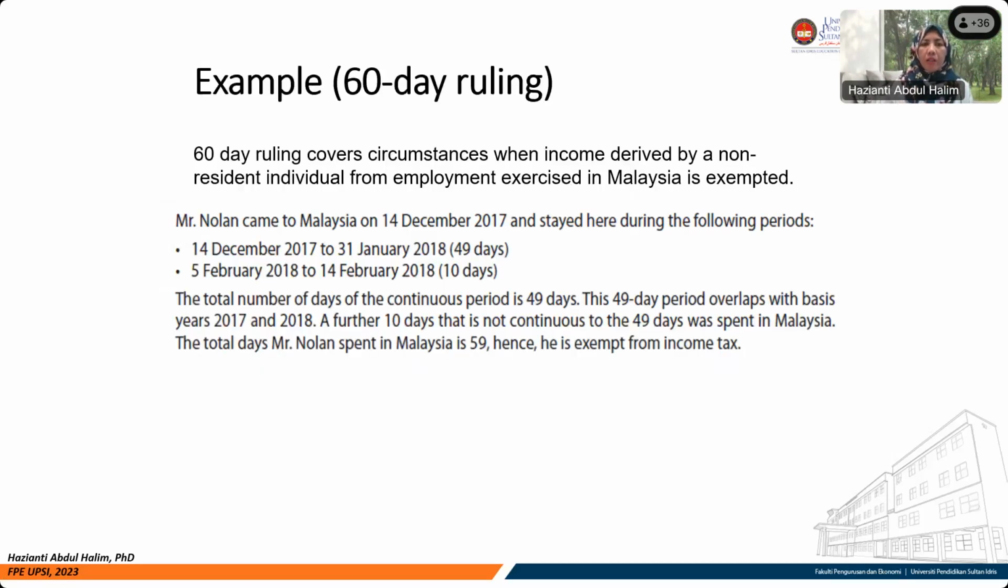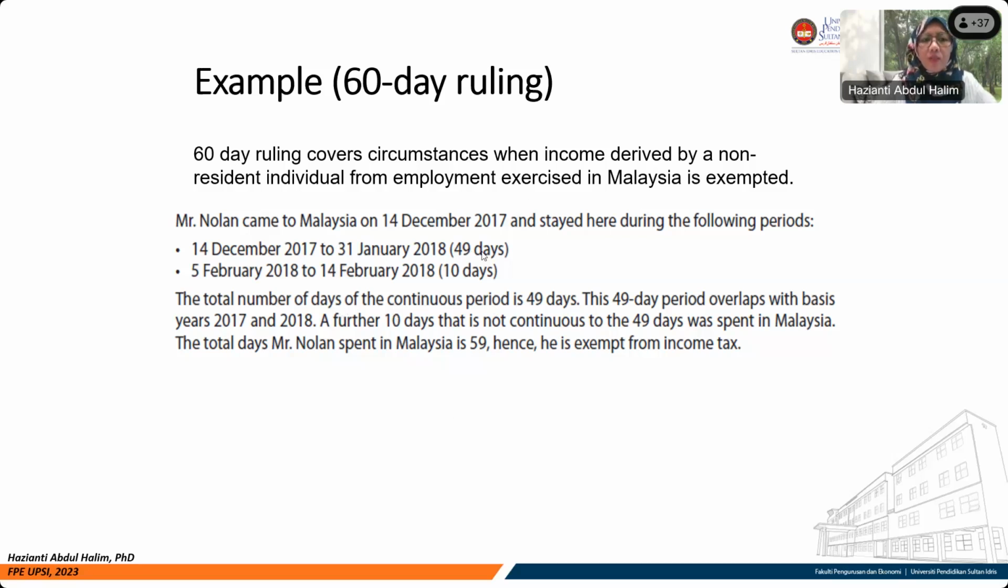Alright, 60-day ruling. Yang ni kita tengok masa kita buat resident status. So kita kira resident status for individual. Alright, but we have a 60-day ruling. This is for non-resident individual, which means dia datang Malaysia buat kerja sekejap-sekejap. Alright, and if the employment exercise in Malaysia is exempted if he or she is in Malaysia working less than 60 days. So total number of days continuous is 49 days.